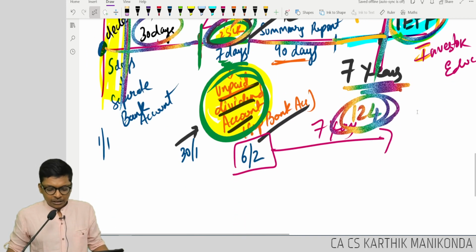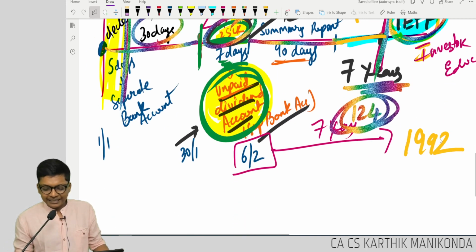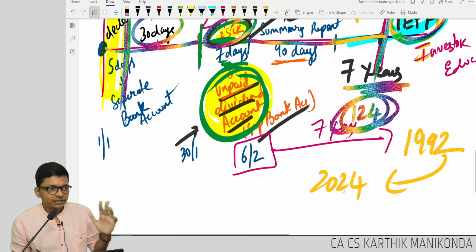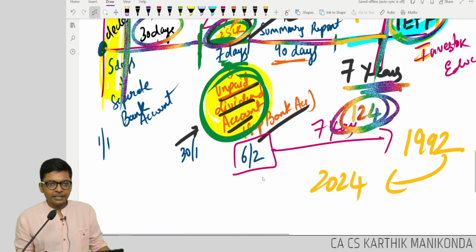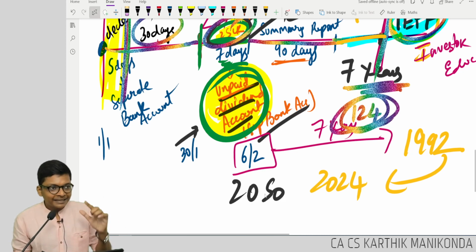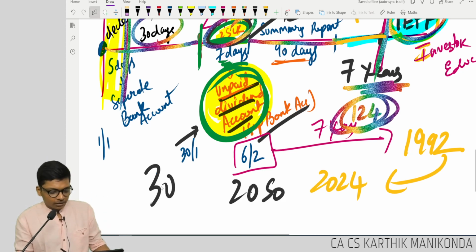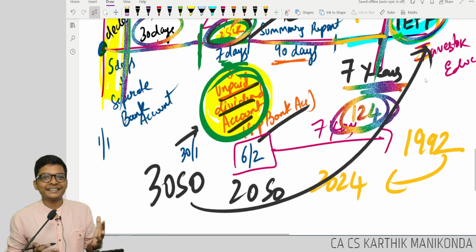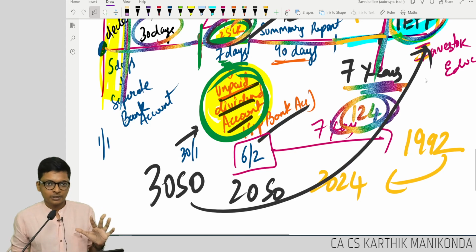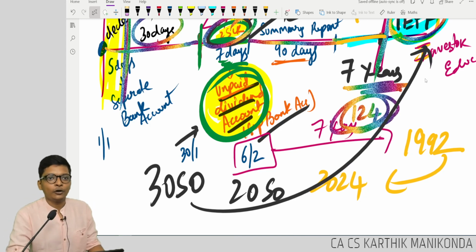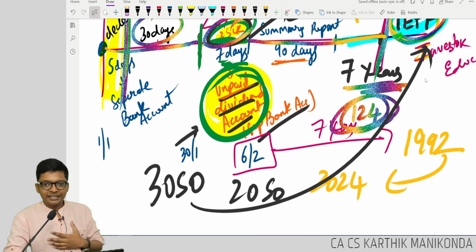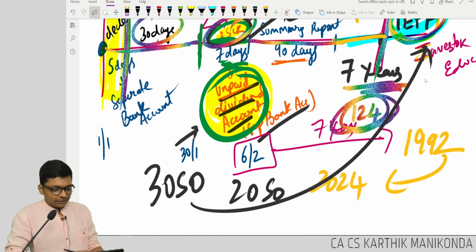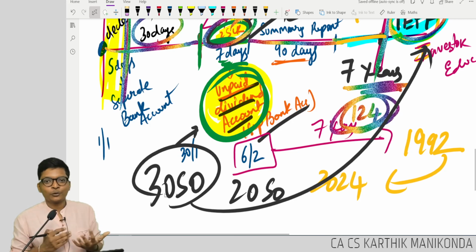That means, if you are supposed to get a dividend in the year 1992, can I claim in the year 2024? Yes. Can I claim in the year 2050? Yes. Can I claim in the year 3050? Yes. From IEPF, if the earth is still in existence, guys, if government is still there, there is no limit. Are you following, guys? Understanding? Yes, Dinesh, with interest only. So 3050, none of us are going to be here.